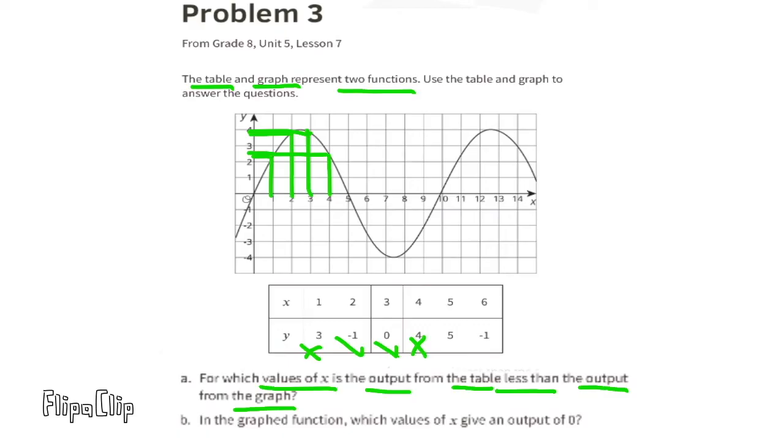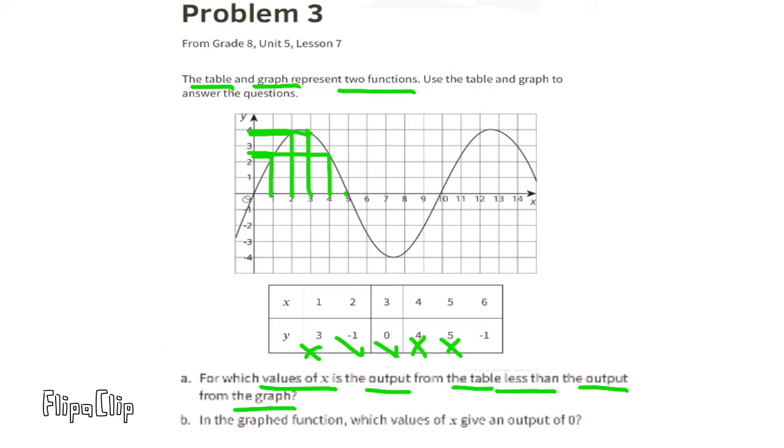Let's look at the table again. When the value for x is 5, the value for y is also 5. Now let's look at the graph. When the value for x is 5, the value for y is 0. This is also a no because the value for y in the table is greater than the value for y on the graph. Last one.